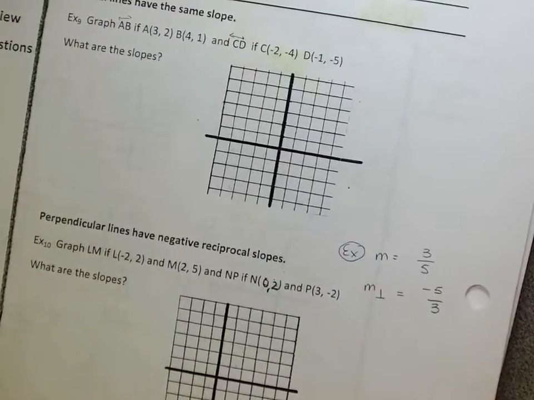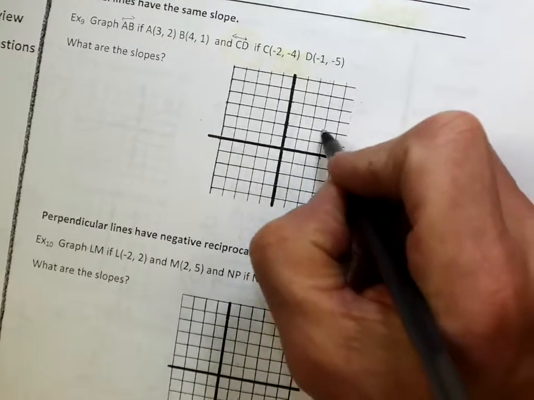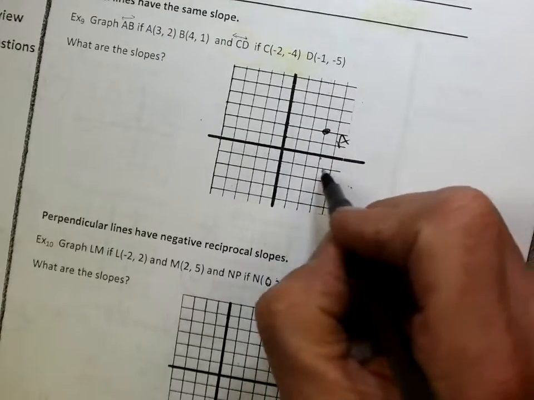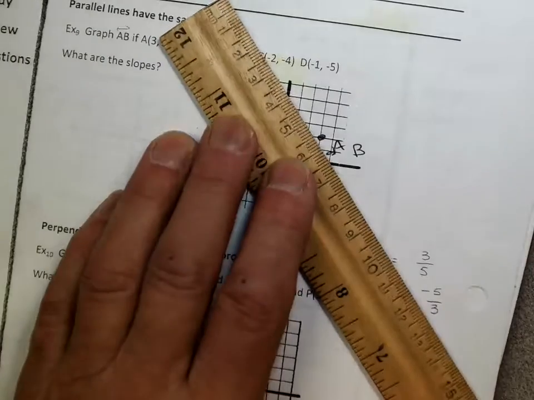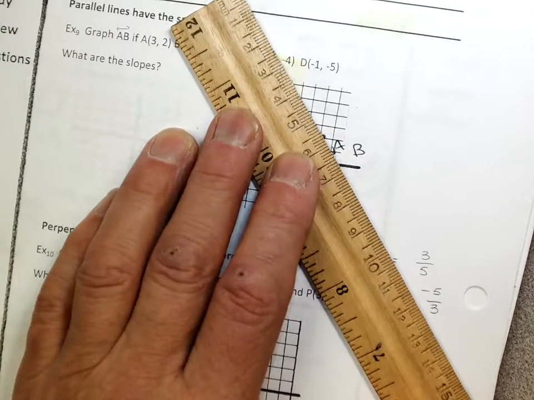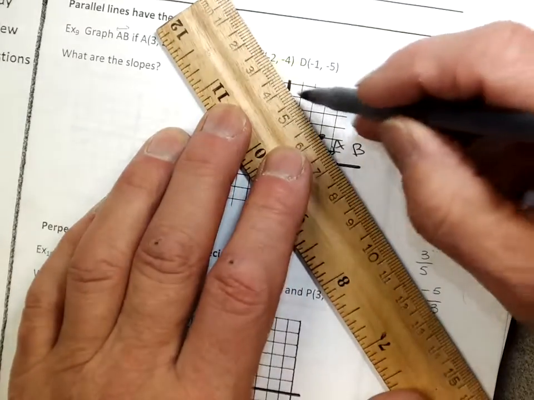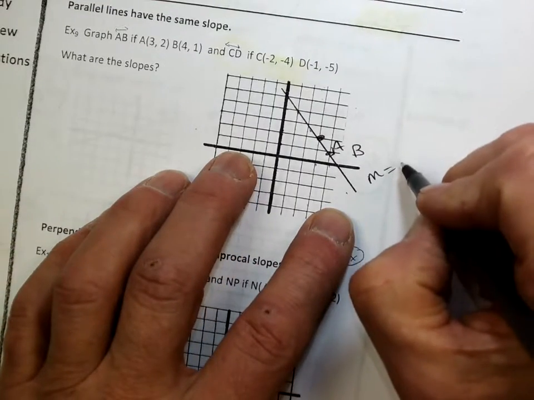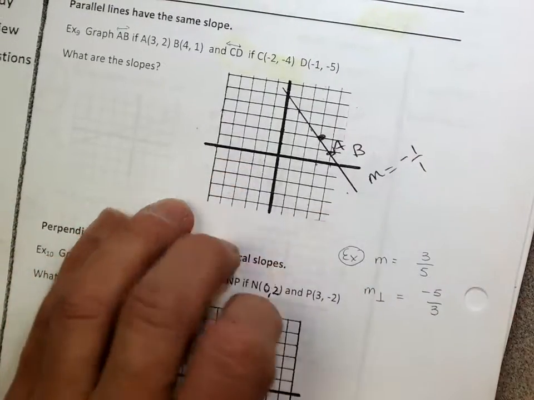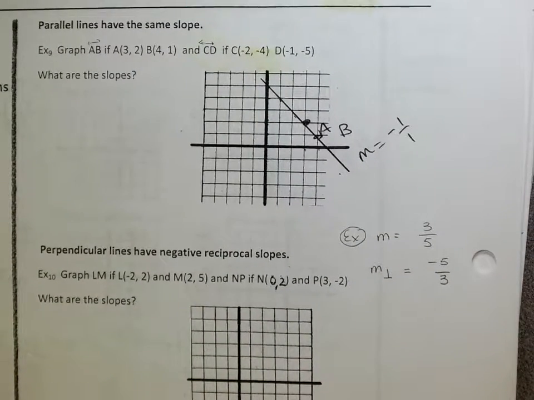Okay. All right, number 9. Let's graph AB. So I'm going to go to 3, 2. There's A. And 4, 1, there's B. So if I draw in that line, let's see here, there's AB. Okay, the slope of AB is negative 1 over 1. Go ahead and count it. Down 1 over 1, down 1 over 1, down 1 over 1, okay?